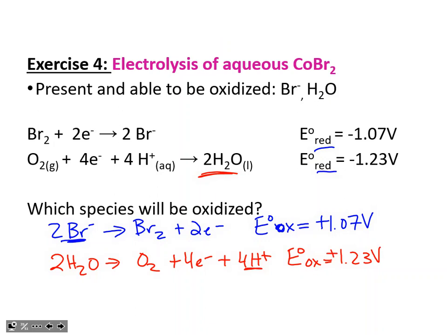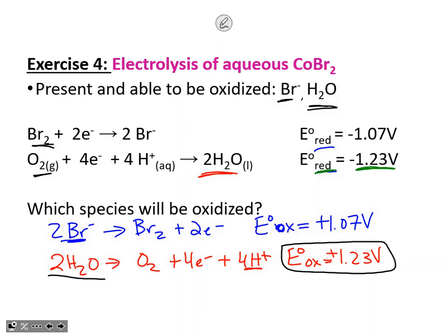I have to flip them because it's not bromine that's in solution, it's not oxygen that's in solution, it's actually bromide and water that are in solution that can react at the anode. So I flip them and I look here at which one has the more positive E-ox. The more positive E-ox means water will be oxidized at the anode. You could look at it the other way. The more negative reduction potential still is going to work. That's going to be the one that would be flipped. So you could look at it either way.